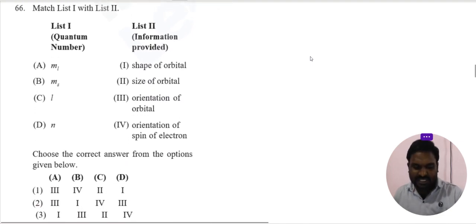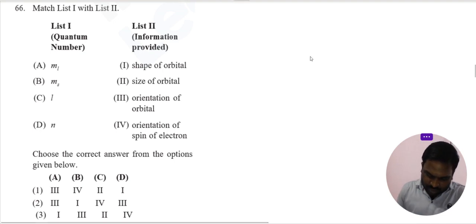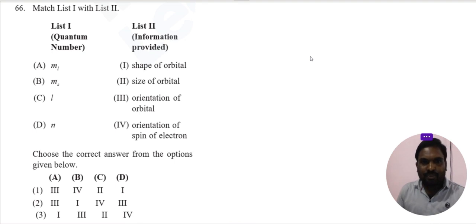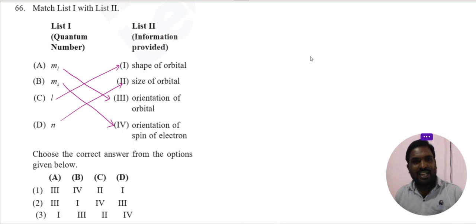Now coming to 66. Here ML, MS, L, N, we know very well this question, simple question. ML, that is the magnetic quantum number, gives the orientation of the orbital, and the spin quantum number gives the orientation of the spin of the electron. L, the azimuthal quantum number, gives shapes, and N, the principal quantum number, gives size. Then which option is the right answer? Option 4 is the right answer.